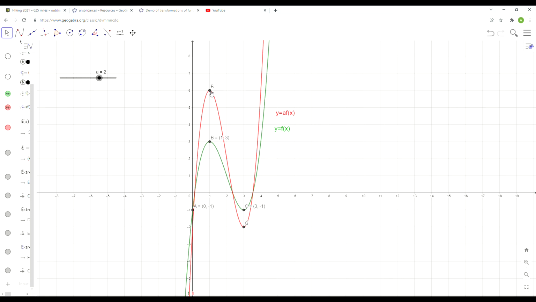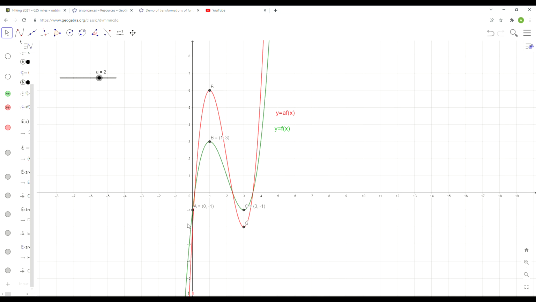Let's think about this point here. We know that f of 3 was minus 1, but our new graph is y equals 2 times f of x. And 2 times f of 3 is 2 times minus 1, which is minus 2. So you can see that if we multiply this here by 2, it doubles the y-coordinate of every point on that curve. It has stretched the curve so that the amplitude has doubled. The amplitude is how high and how deep the curve is.